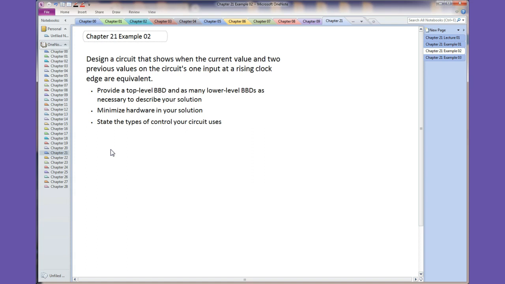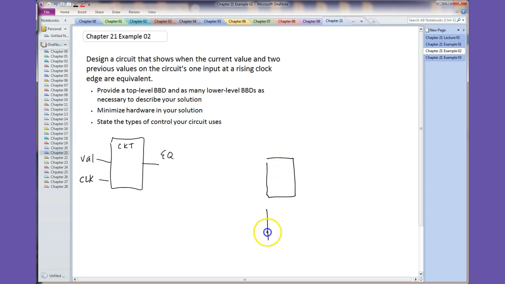So the first step in this problem is to draw the interface. And there it is. Now problems like this have startup issues that we're not going to deal with, as in when you power the circuit up, what is it going to do for the first two clock cycles? And we're not going to worry about that for this problem. So we agreed that this problem needs to store two previous values, and so we need two flip-flops.